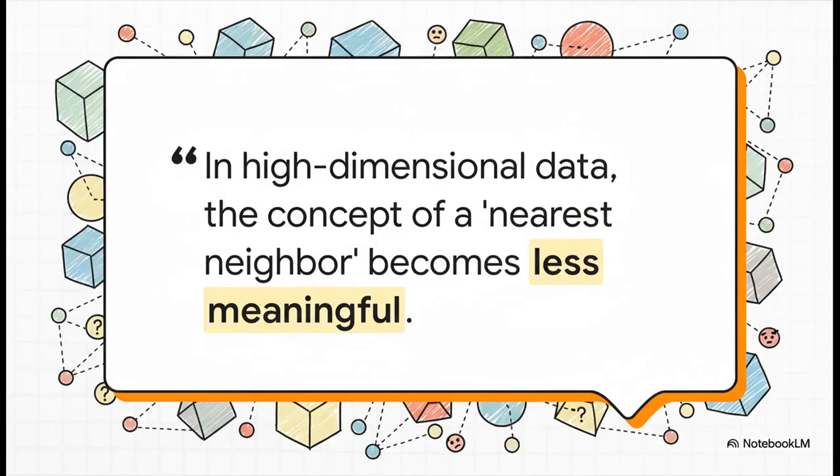So what on earth is this curse? Well, imagine you're comparing people based on just two things, two dimensions, height and weight. It's pretty easy to find who's close to you. Now imagine we add 100 more dimensions: income, zip code, shoe size, favorite movie. In that massive, high-dimensional space, everything starts to get really, really spread out. It gets to a point where every data point is about the same huge distance away from every other point. The whole idea of a local neighborhood starts to lose its meaning, and the algorithm breaks down.